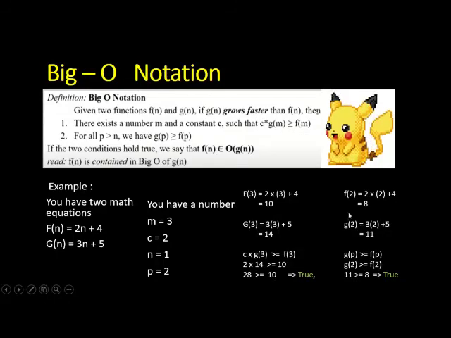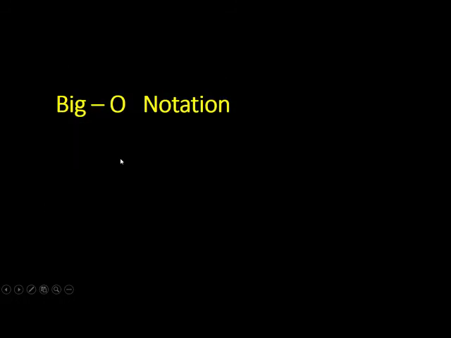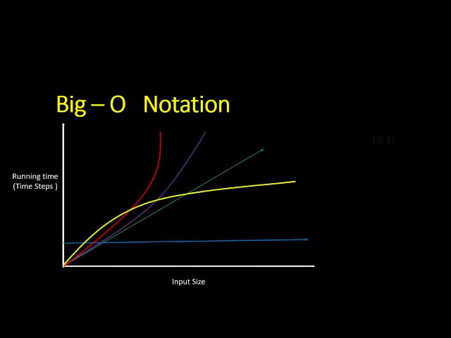Then for our second rule, for all p greater than n, so 2 is greater than 1, we substitute p here in our function. So f of 2 is 2 times 2, 4, plus 4, 8. g of 2 is 3 times 2, 6, plus 5, 11. So g of p, which is 11, is greater than 8, which is true. So we can say that f of n is contained in big O of g of n. So these are the different kinds of big O notation.